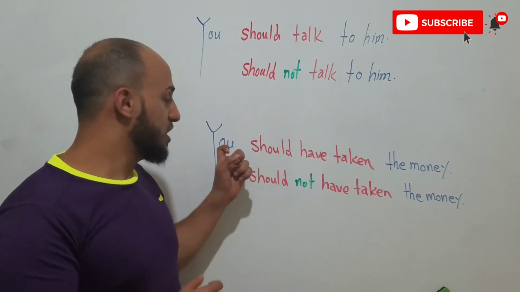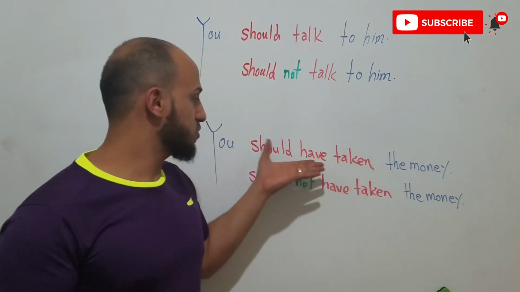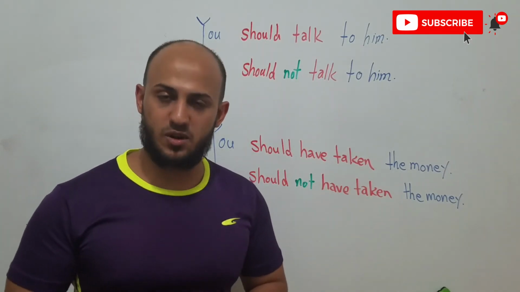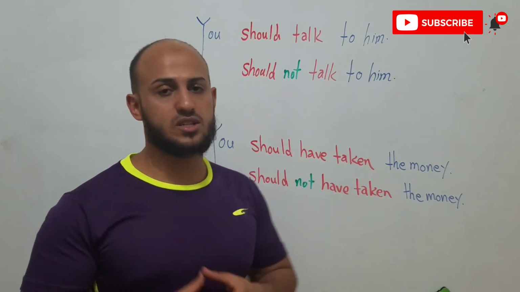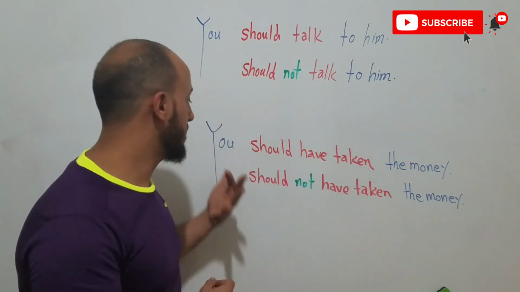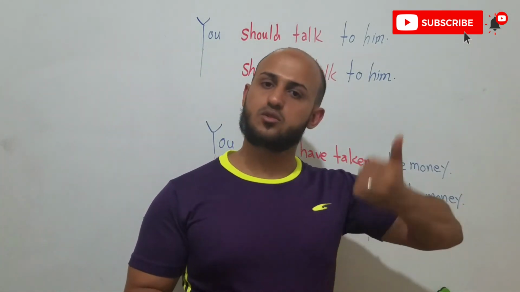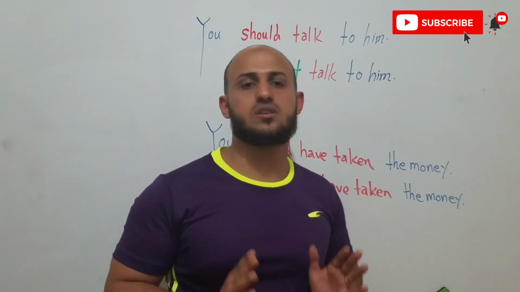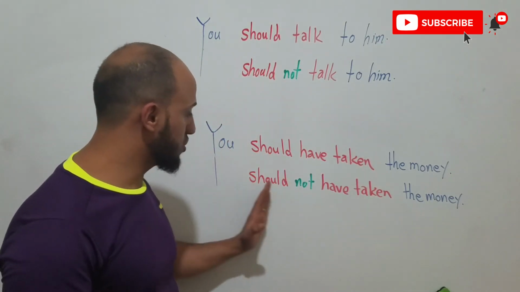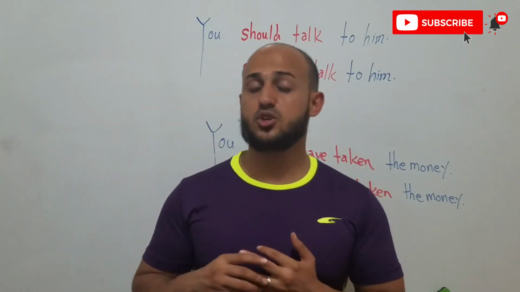So I tell you, you should have taken the money, all right? So we use this one, should have, then past participle, all right? So we use this structure when we talk about something you regret in the past, all right? Or something you think was wrong, all right? You did something and it was wrong. So you think it is wrong, all right? So the negative form is you should not have taken the money, all right? That's all about should and should have.